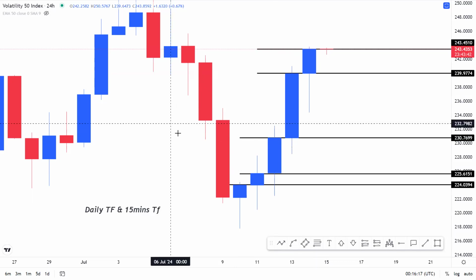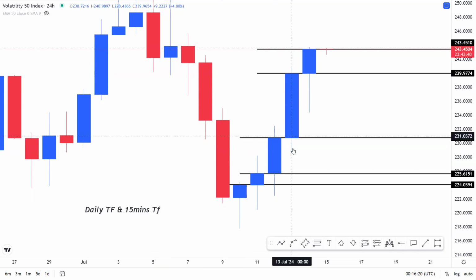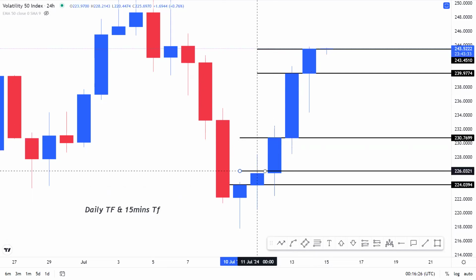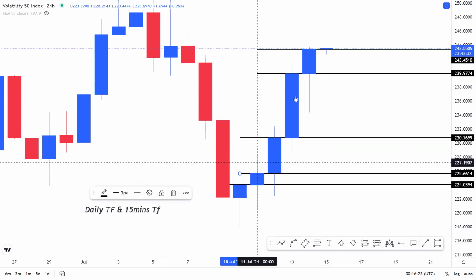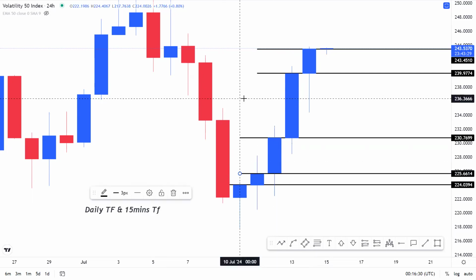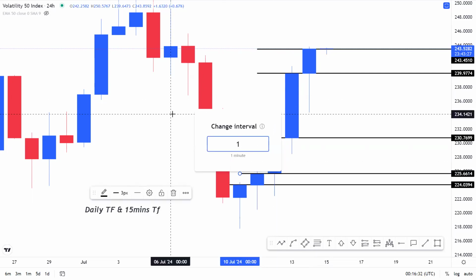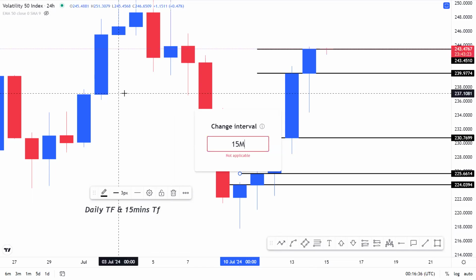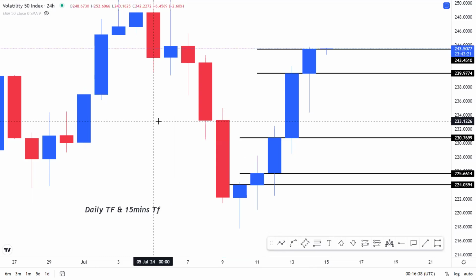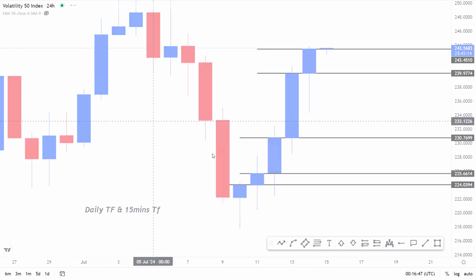Now, every one of these lines, take note, guys, are the daily time frame closes, as we have established right here. Now, let's quickly jump down to the 15 minutes time frame to see how we would take advantage of this market pattern to get suitable buy entries from the 15 minutes time frame.